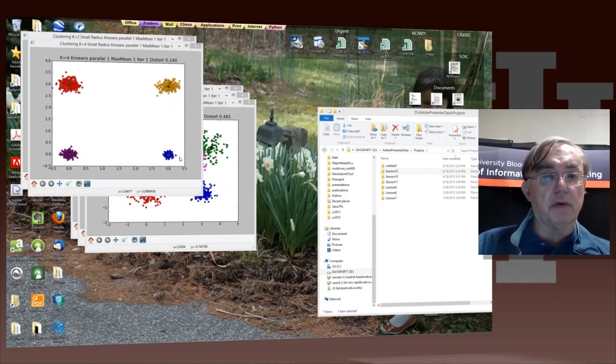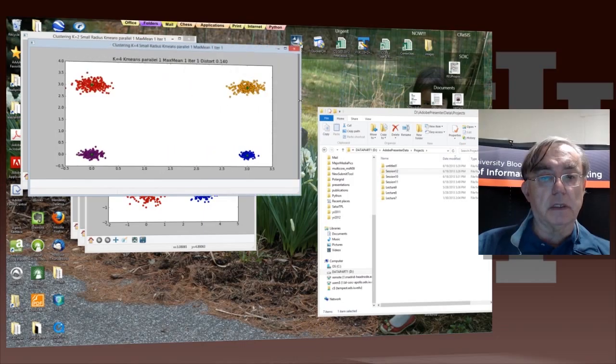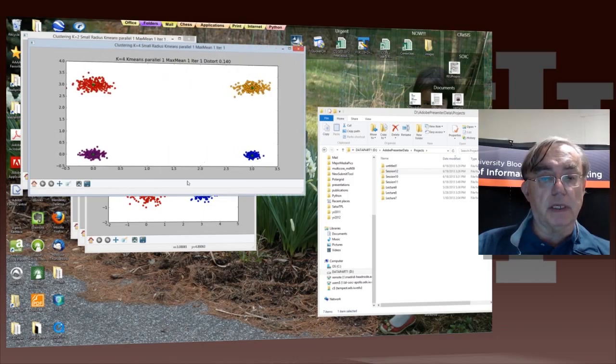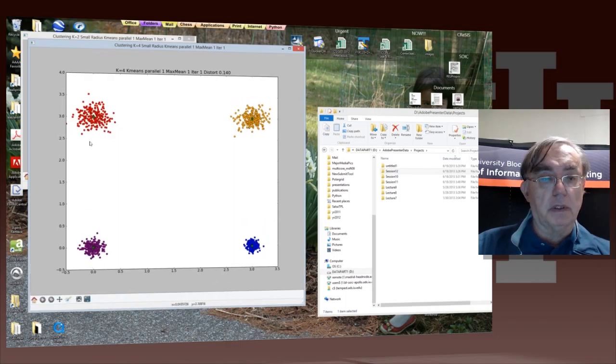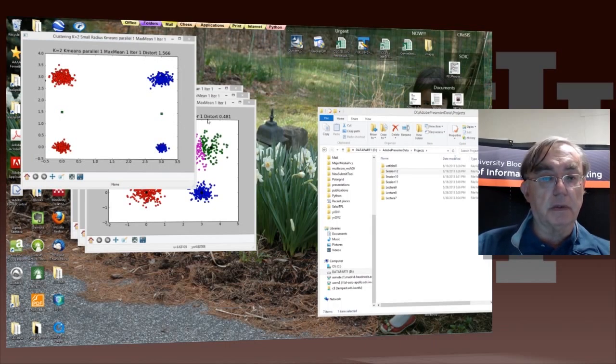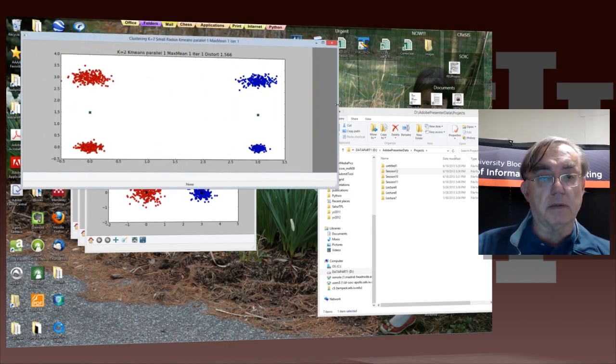Here we have k equals 4. 4 clusters in the small radius case, and we got what we might have hoped. Each of the generated clusters becomes 1 found cluster. So that one ran okay even with 1 iteration. So it's essentially optimal.